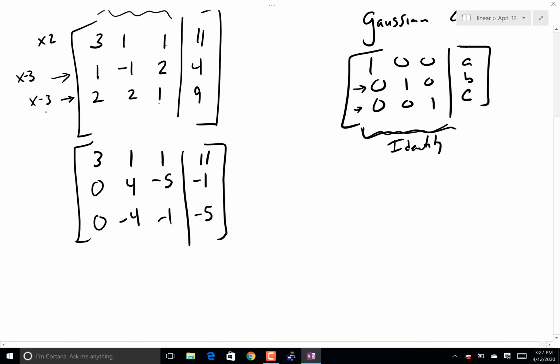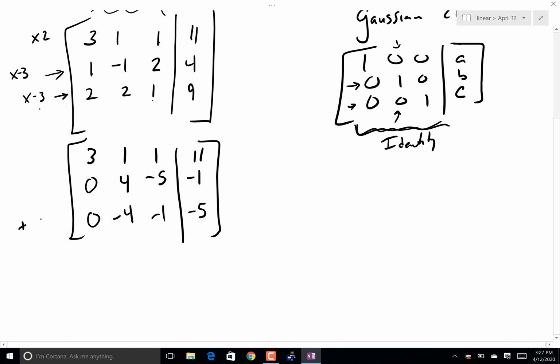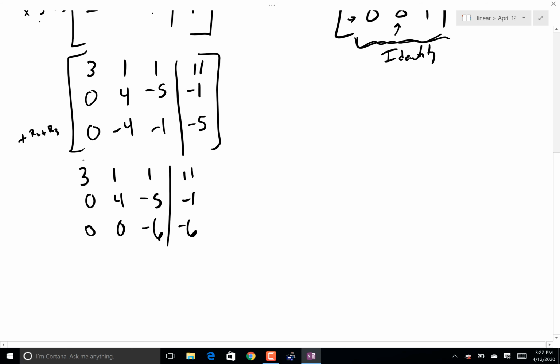Now, if you're asking me what I do next, my next step will be these guys here, in no particular order. Right now, I'm just going to add row 2 and row 3, and let's just write row 1 by itself, because I'm not going to fool with him right now. So 0 plus 0 is 0. 4 plus -4 is 0. That's handy. -5 plus -1 is -6. And then, of course, -1 minus 5 is -6. Oh, that is hot. Nice.